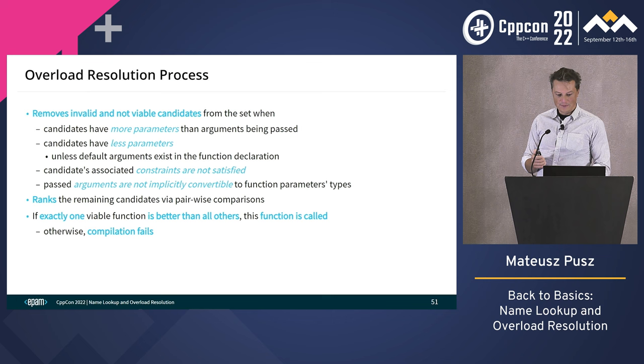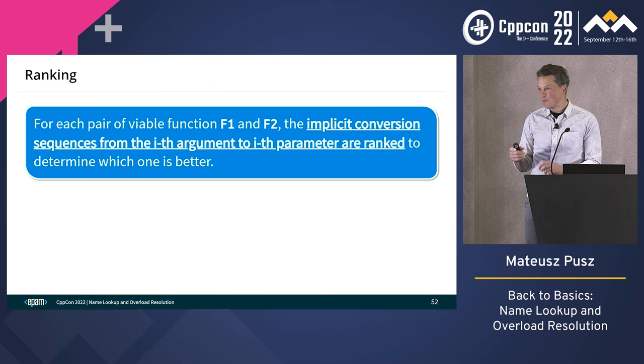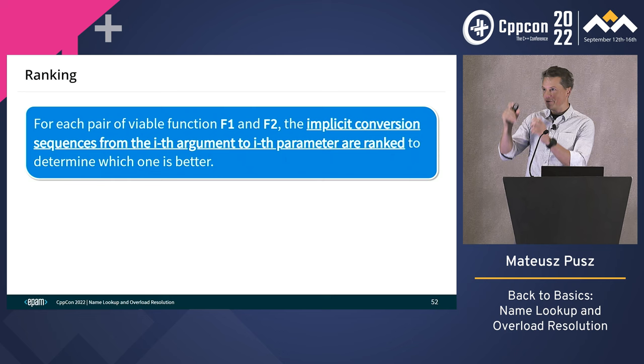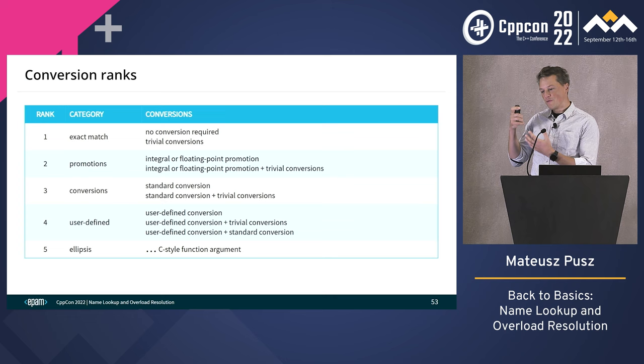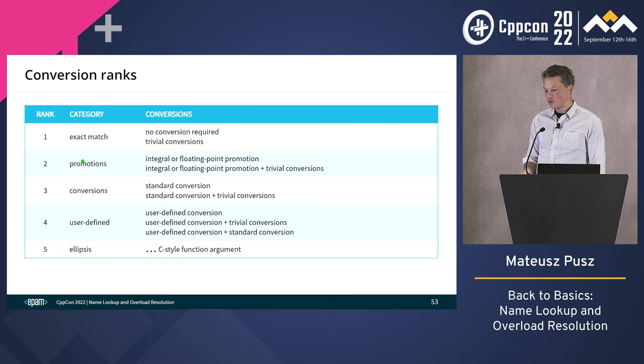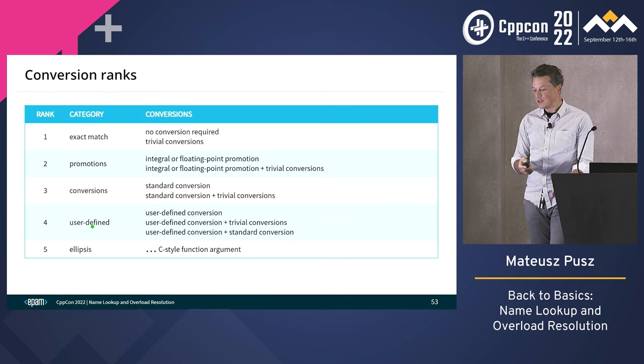The comparison is done between 2 different functions on a pairwise, argument-wise basis. So the first argument with the first, then the second with the second, third with third, and the function is ranked based on that. We have several categories of ranking. The exact match is the cheapest one. Promotions are more expensive. Conversions are deemed to be more expensive. User-defined conversions are nearly the most expensive. And the last one is ellipsis, which is always the worst match. And we often benefit from that in some metaprogramming tricks.